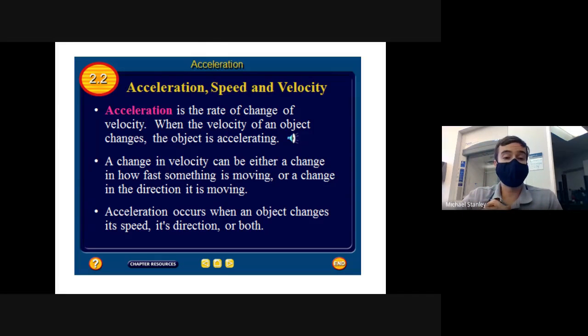So there are two different ways that we can change velocity, as we just talked about. Velocity has to do with speed and with direction. So if we change how fast something is moving, or we change the direction that it's moving, that changes the velocity, which means that we have some sort of acceleration going on. So acceleration happens when we change speed, when we change direction, or if we change both things.